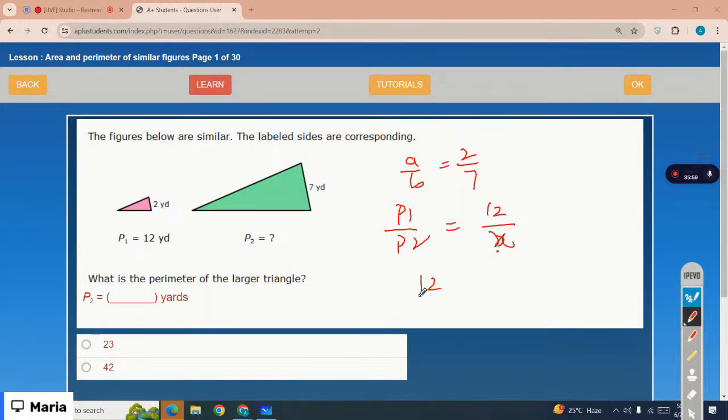Just equate them. 12 over x equals 2 over 7. That is 12 times 7 equals 2x. 12 times 7 is 84 equals 2x. So divide both sides by 2. So that would be 42. The correct option is 42. So the perimeter of the larger triangle is 42. Got it? The correct option is 42.